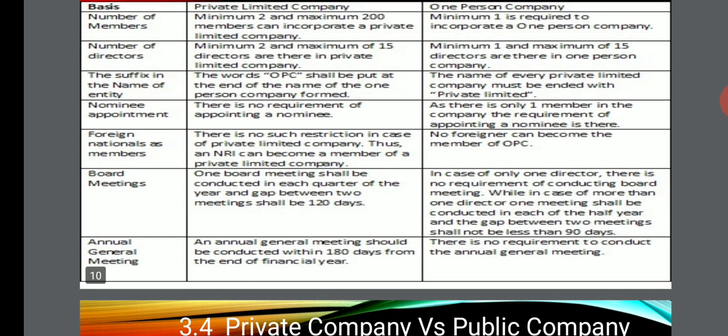Foreign nationals as members. There is no such restriction in case of private limited company. Thus, an NRI can become a member of the private limited company. No foreigner can become the member of one person company.